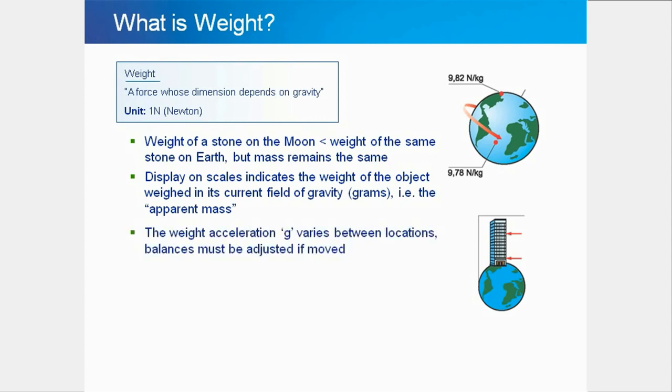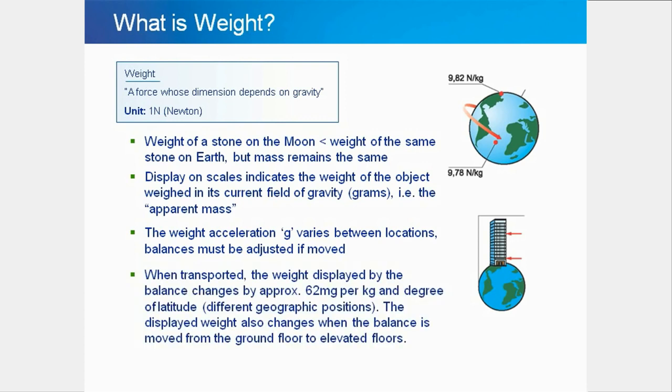Given that gravitational acceleration g varies between locations, balances must be adjusted if moved. When transported, the weight displayed by the balance changes by approximately 62 milligrams per kilogram and degree of latitude between different geographic positions. The displayed weight also changes when the balance is moved from the ground floor to elevated floors.